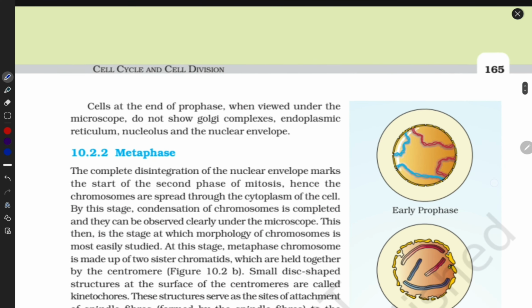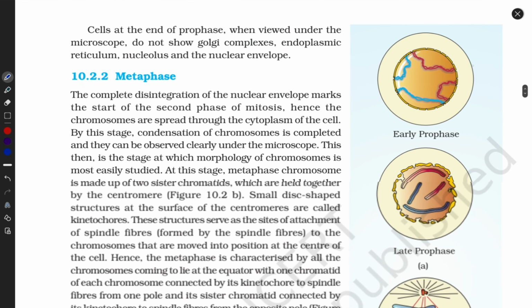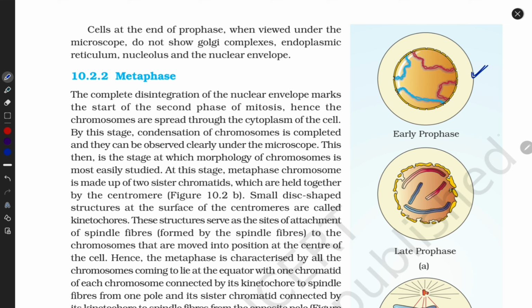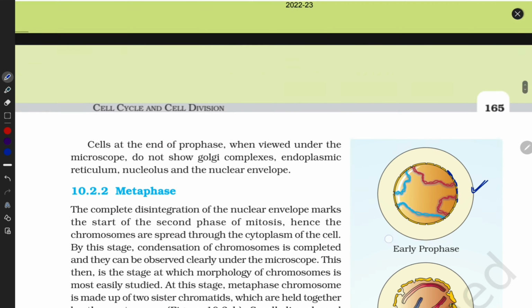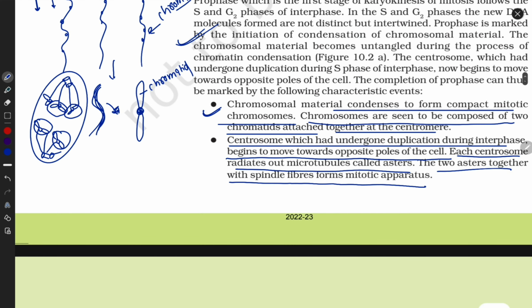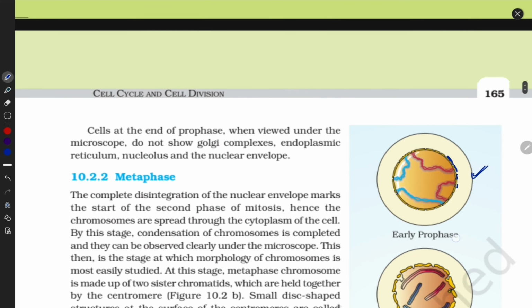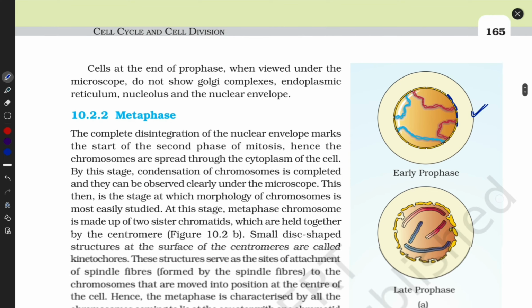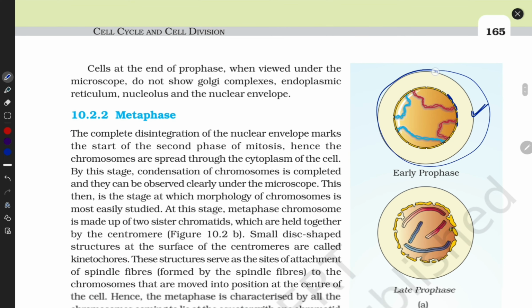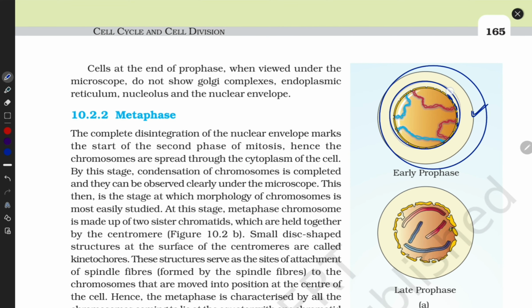Look here, guys. In early prophase, this is the phenomenon. The first step is that the nuclear envelope starts disappearing. This is the cell, this is the nucleus, and of course the nucleus is covered with its nuclear membrane. So this nuclear membrane starts disappearing.